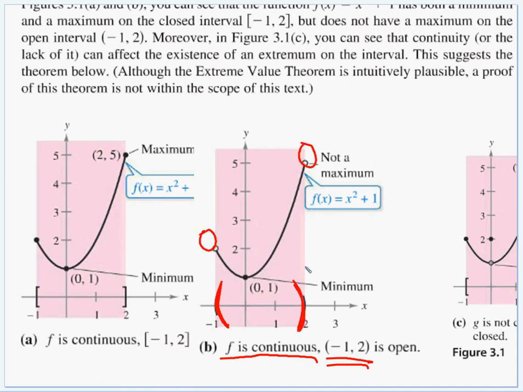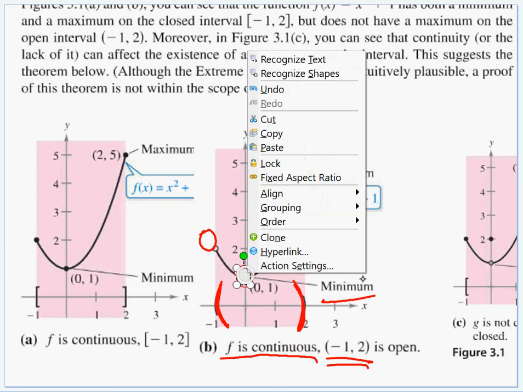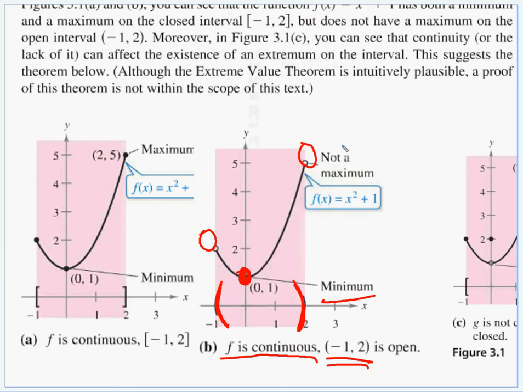So here we can still see we have a minimum. Our minimum is the bottom of the valley. So we still have a min value, but do we have a max? Over here, our endpoint was closed. So we could approach and actually attain that point.